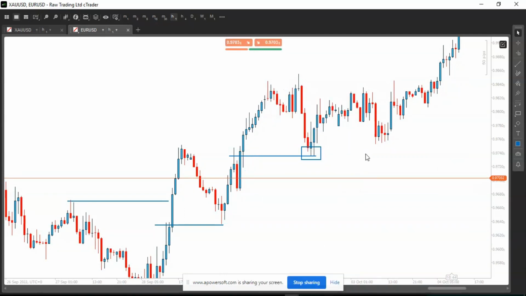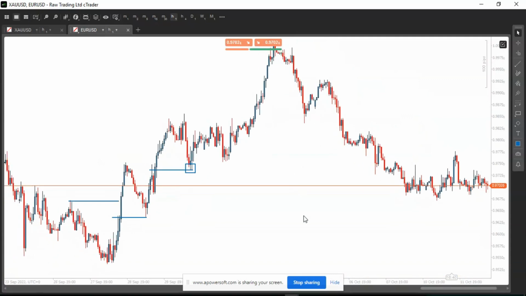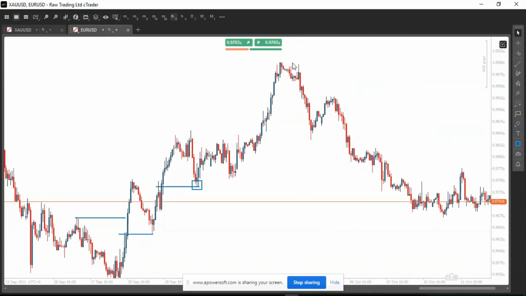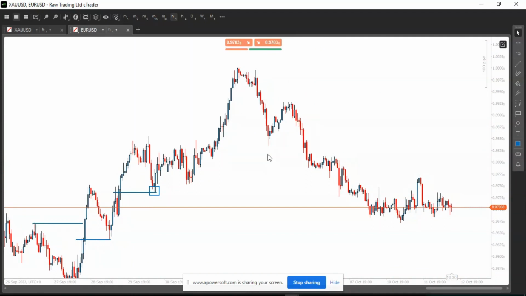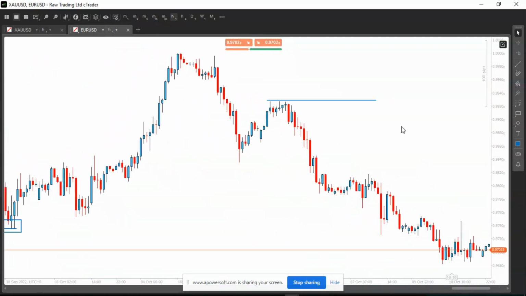Let me delete this. As the market moved up, we got a shift in market structure, and still the market broke down. We may not be part of this move that came down, but we want to be part of this move that happened from this point. At least we can get in here because we've already gotten confirmations that the market is selling. But where are the zones? Where exactly should we get in?